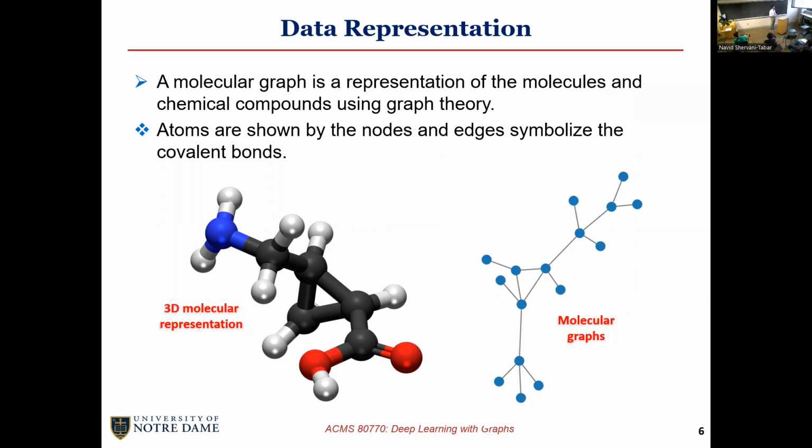One example, which probably many of you have heard of, is molecular graphs. In molecular graphs, you represent each single molecule using a graph. In this representation, the nodes represent atoms in the molecule, and the edges represent covalent bonds between different atoms.